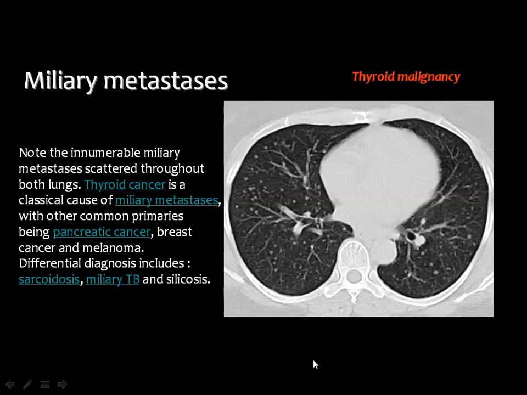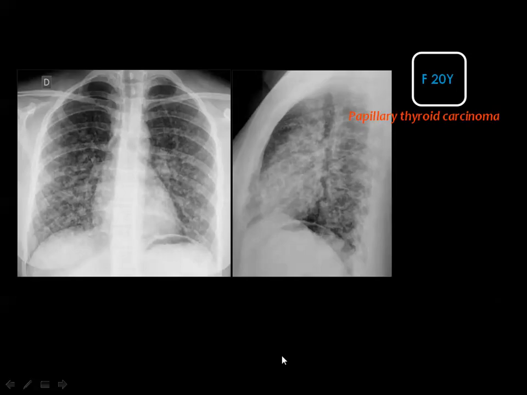And it is well known that thyroid cancer is one of the most common causes of miliary deposits in the lung. Also, you consider pancreatic cancer, breast cancer, and melanoma. The differential diagnosis will be with sarcoid, miliary TB, and silicosis. Of course, sarcoidosis has a very lymphatic distribution, lymphadenopathy, and so on. But in miliary tuberculosis, the nodules are randomly distributed, but they are less than 3 millimeters in diameter. And in cases of silicosis, you may see that the nodules are very dense, and also you may see the complication of progressive massive fibrosis.